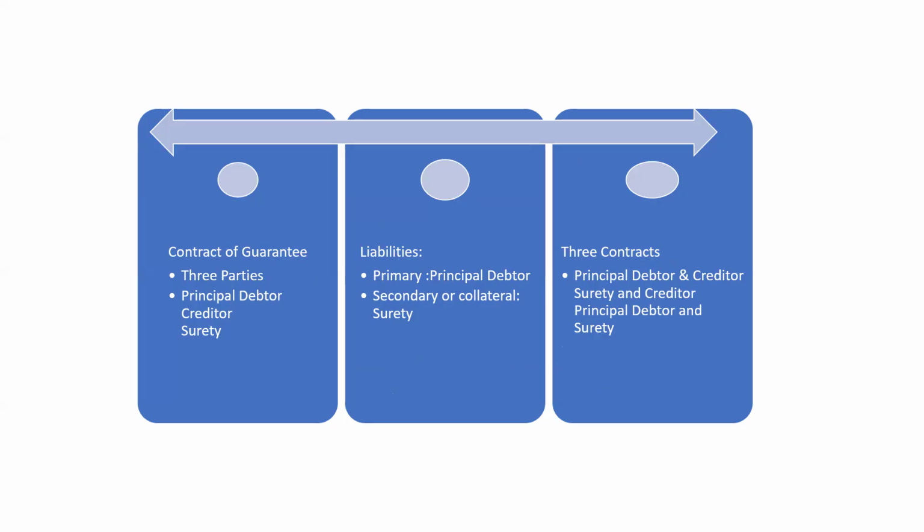And there are 3 contracts in case of contract of guarantee. One is between the principal debtor and the creditor. Second is between the surety and the creditor, whereby the surety agrees to pay for the debt of the principal debtor. And then another contract between the principal debtor and the surety, where the surety steps into the shoes of the creditor. ठीक है. एक बार surety ने पेमेंट कर दिया creditor को, he can recover it from the principal debtor.